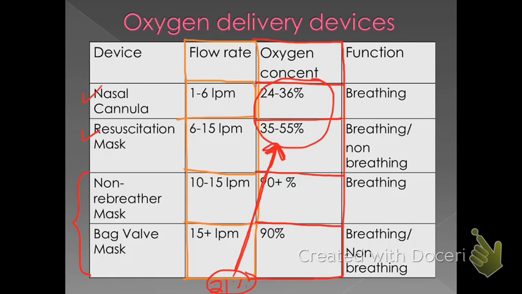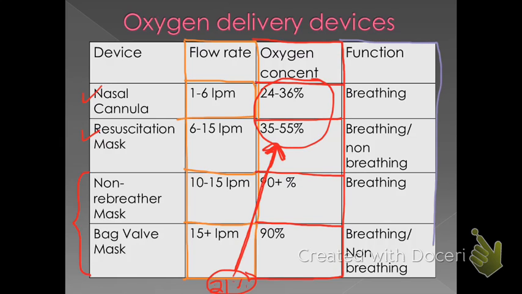So if you have an oxygen cylinder and you are certified to deliver oxygen to your patient, then the gold standard would probably be either the non-rebreather or the bag valve mask. However, if you're stuck with a nasal cannula and a resuscitation mask, it still beats us artificially breathing into our patients. So when and who can these devices be used on?